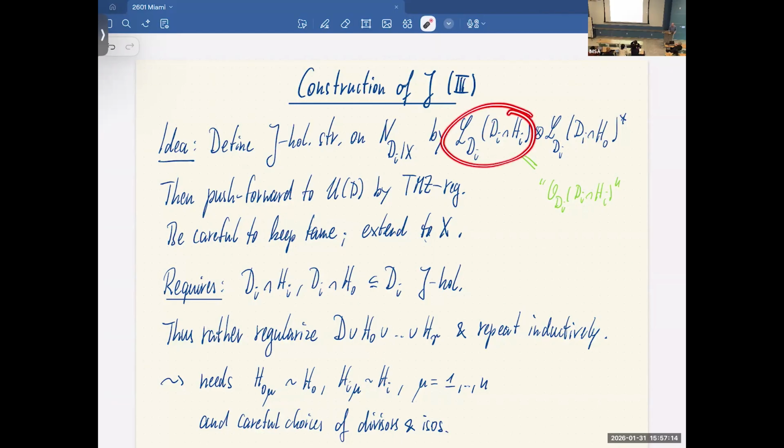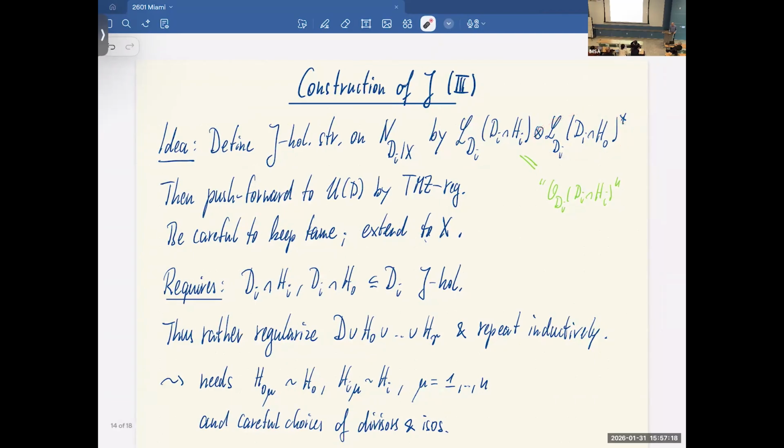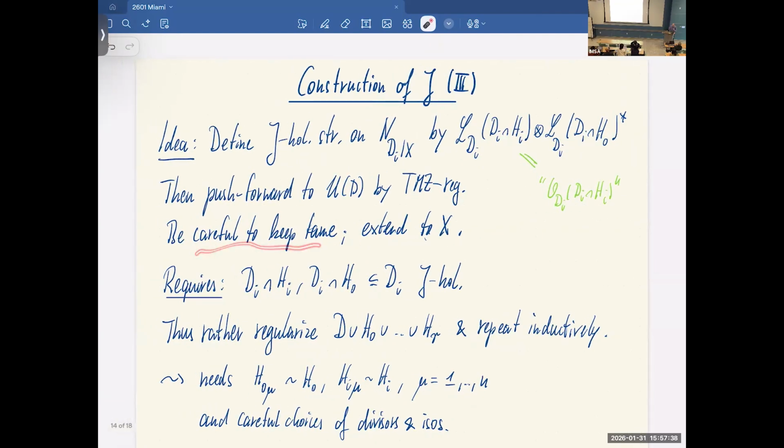So this makes sense on Di, and then the same thing with H0. And it's topologically the right thing, so it's isomorphic to your normal bundle. That gives you a J-holomorphic structure on the normal bundle, and you push forward to a neighborhood of D by TMZ regularization, and then use tameness to extend it to everything. Okay? So, of course, you have to be a little careful to make this all tame.